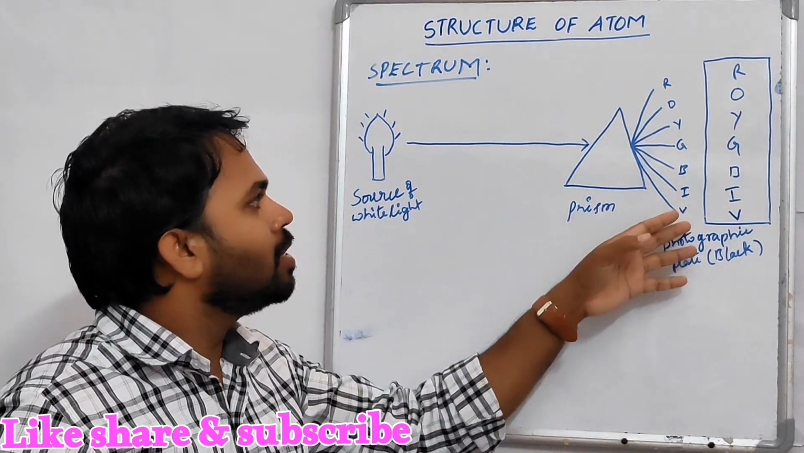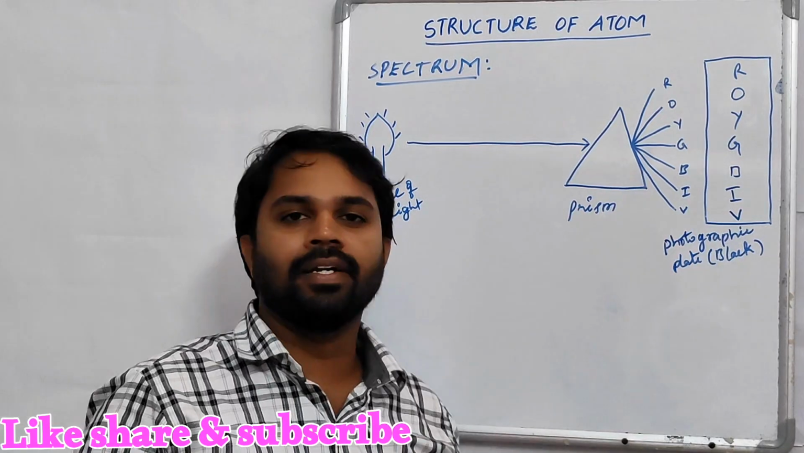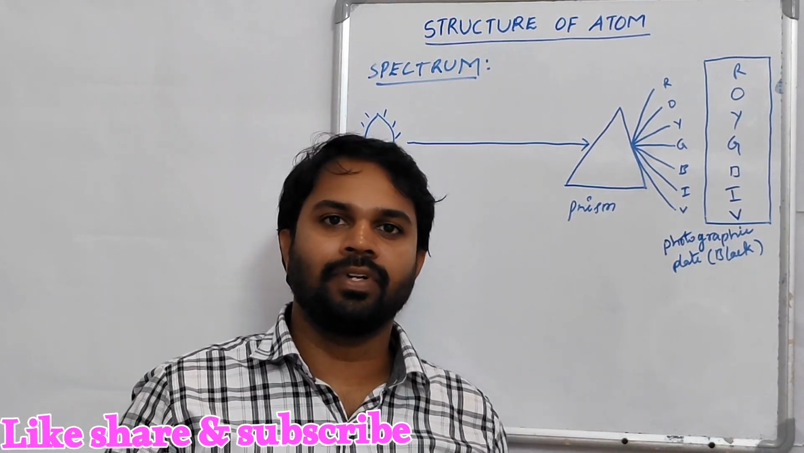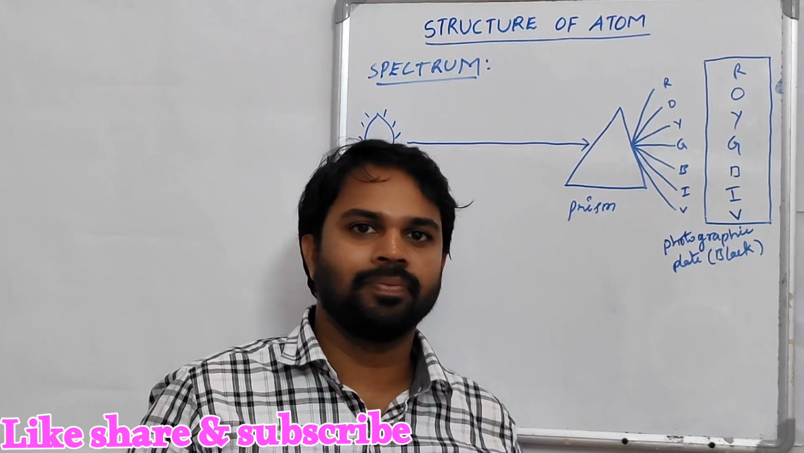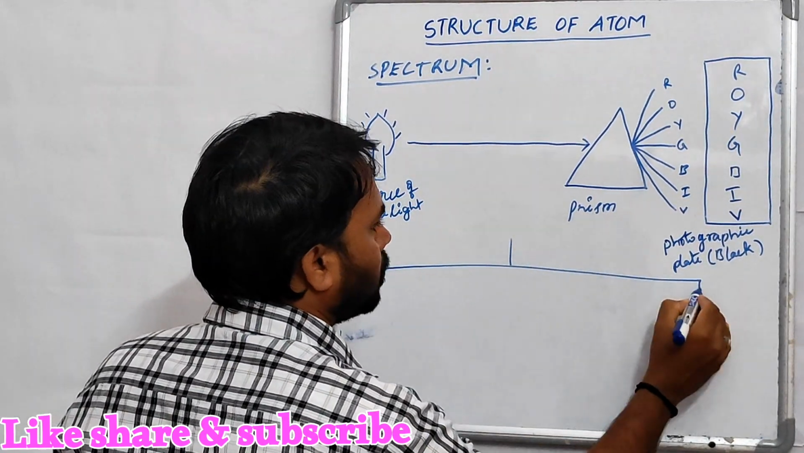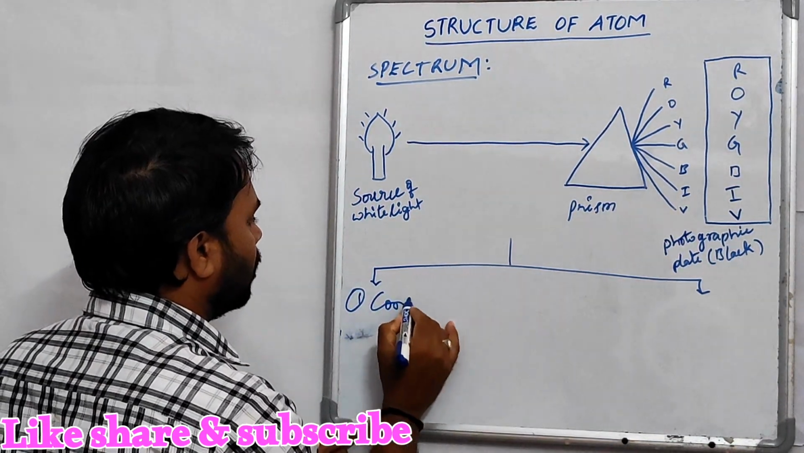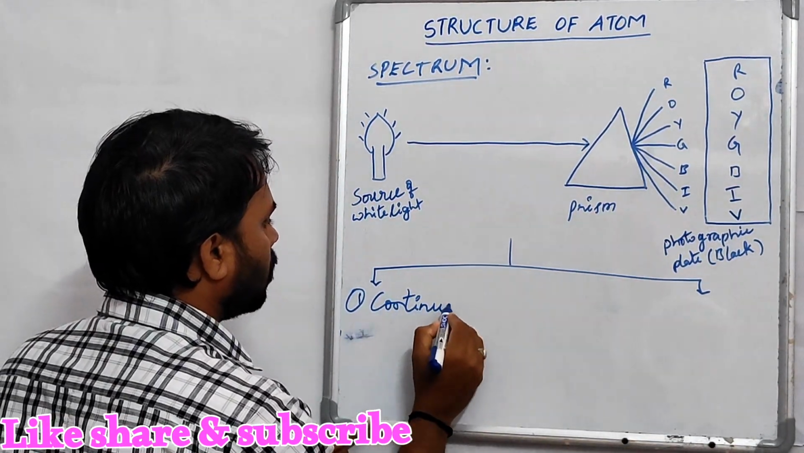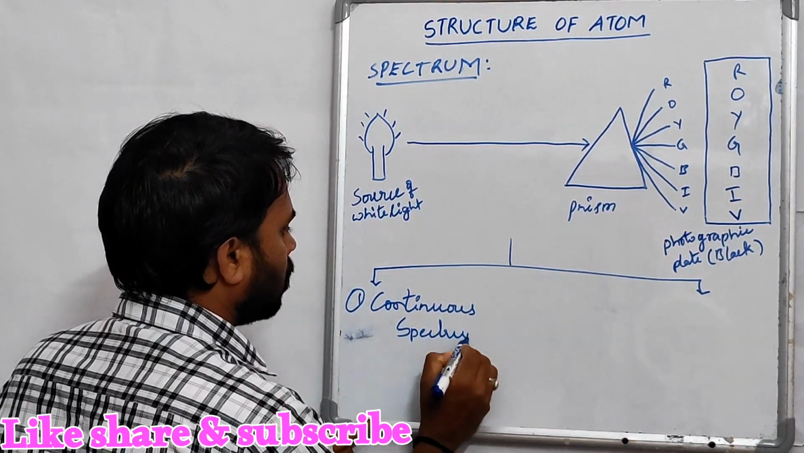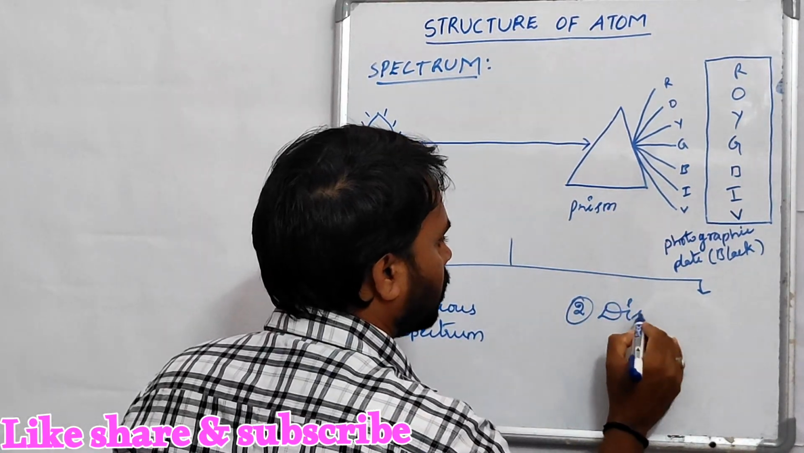I got radiations of different wavelengths on this photographic plate. This is called spectrum. Spectrum is nothing but the collection of radiations of different wavelengths. We have two types of spectrums. One is continuous spectrum, and the second one is discontinuous spectrum.